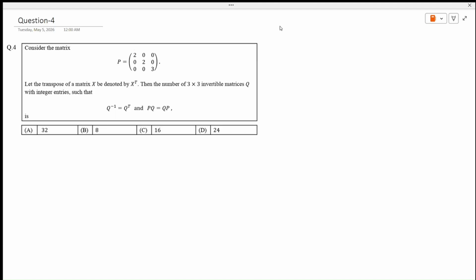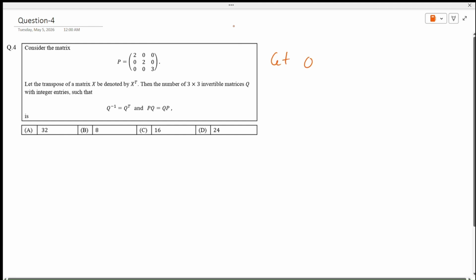Now let us look at the last question of this video. Consider the matrix P is equal to a diagonal matrix with elements 2, 2, 3. Let the transpose of matrix X be denoted by X transpose. Then the number of 3 cross 3 invertible matrices Q such that Q inverse is equal to Q transpose and PQ is equal to QP.